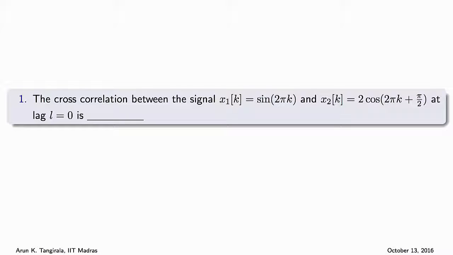In this question we will look at the concept of cross correlation. We have two signals here, x1 which is sinusoidal, and x2 which is a cosine signal with a phase shift, and the question asks us to compute the cross correlation between these two signals. In fact, strictly speaking, it should have been the cross correlation function, because we are specifying lag.